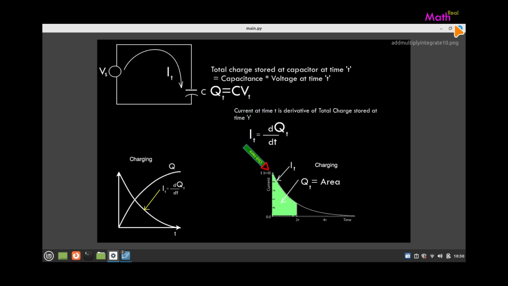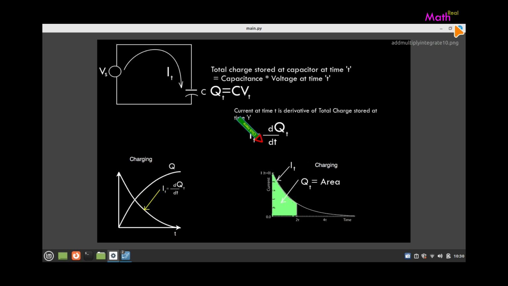If I draw the current diagram and know the area, that means the total charge. If I know the area and I want to know the current at any moment, that is the equation of the line, then I have to differentiate.